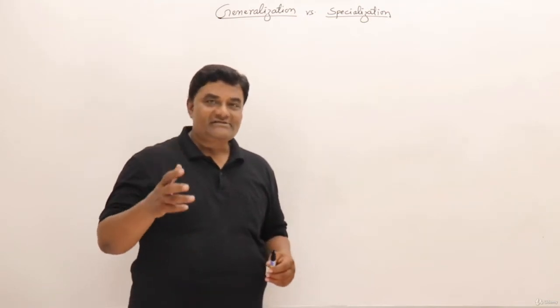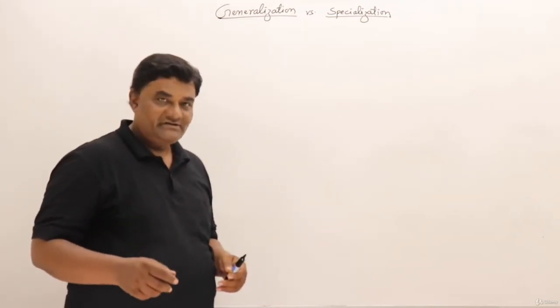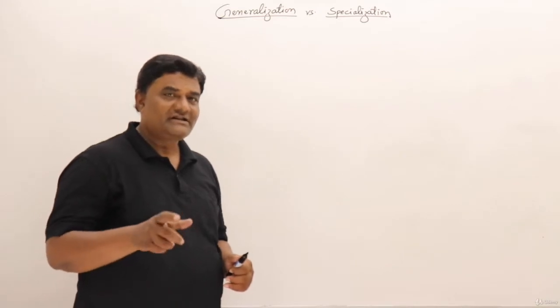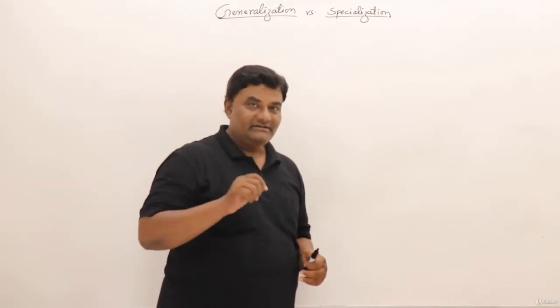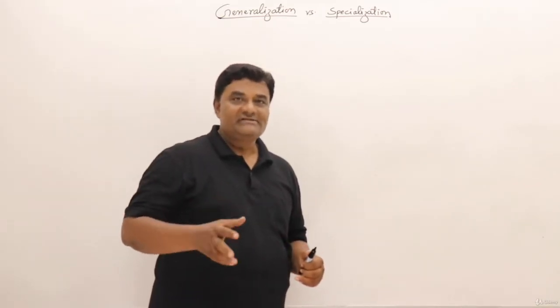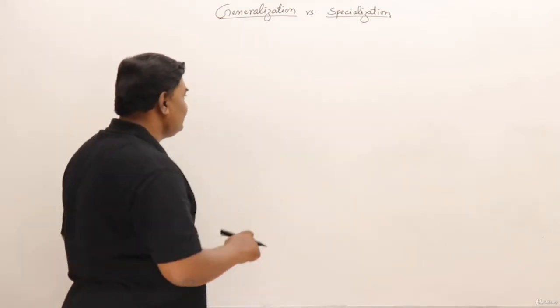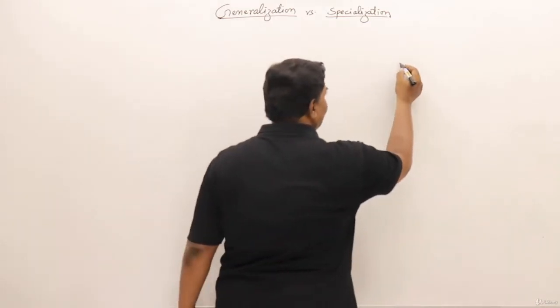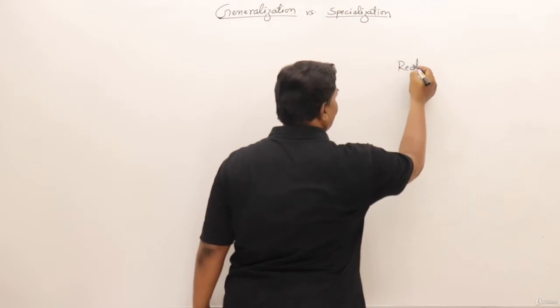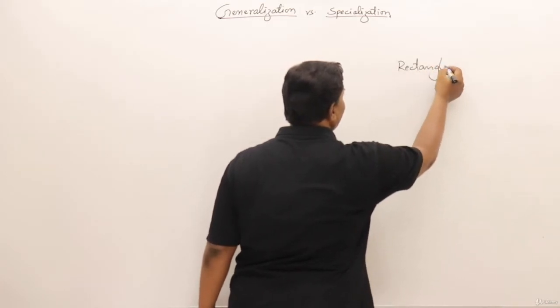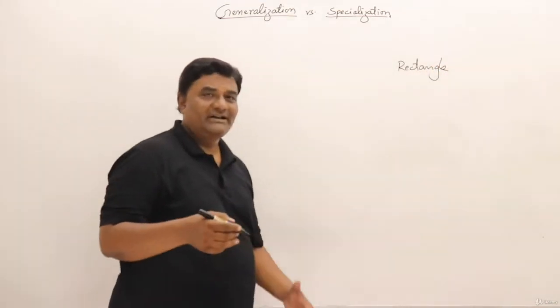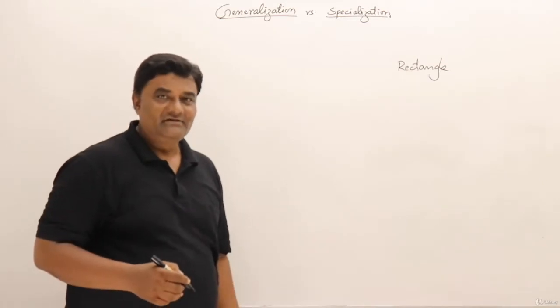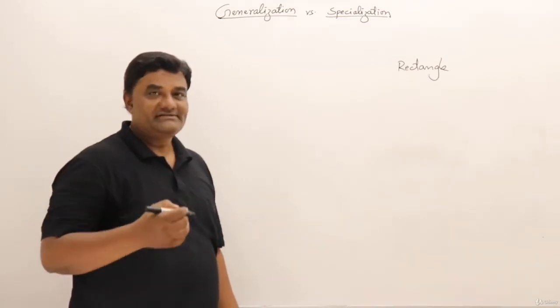Now, this is a very interesting topic, that is generalization versus specialization. This is related to inheritance. So, what is this? Let us understand. See, I have a class called rectangle. I'm continuing with the same example because I don't have to explain the examples again. So, I'm continuing with the known example only.